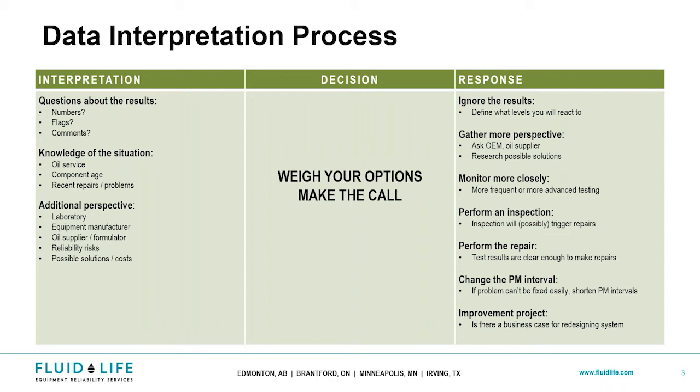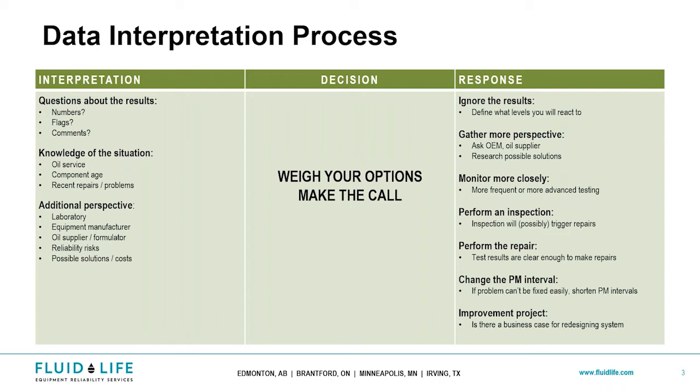And then following that, just knowing and assessing what's going on site. That could be the oil service, the component's age, or any recent repairs or problems. Say that you just swapped out a gearbox and you're seeing a whole bunch of copper, a whole bunch of zinc in your results, but it could just be break-in wear and leaching of the copper components inside of the gearbox. Those are things that you would want to take into account before doing anything.